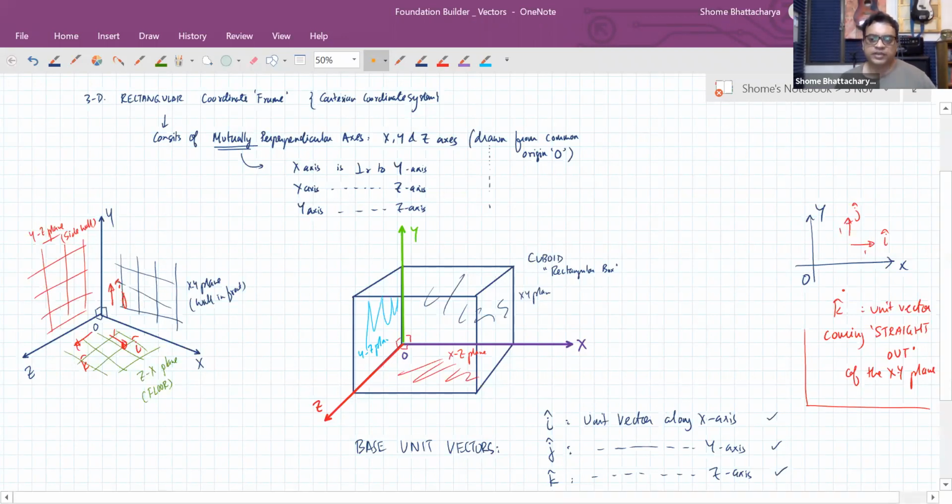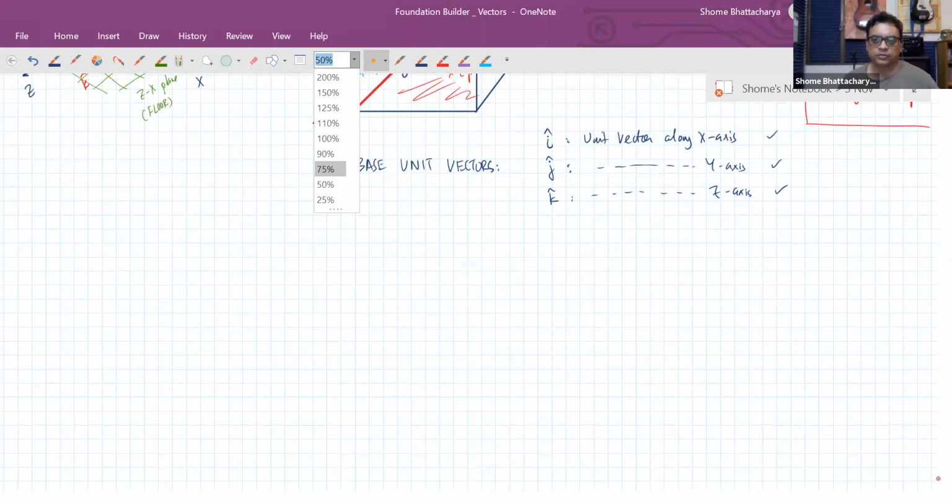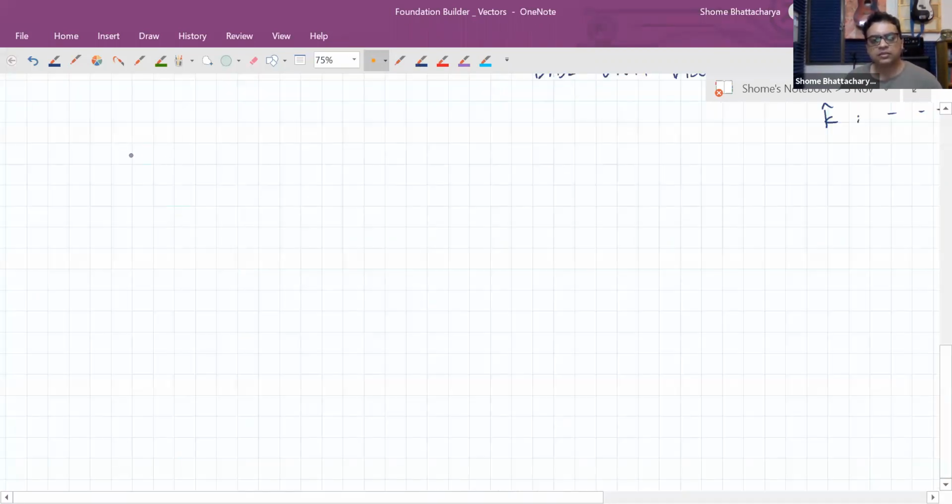Okay, so hope you finished writing this down. Now we come to the vector part. Once you've defined the coordinate frame, so this is about three-dimensional geometry actually. Now about the vector.